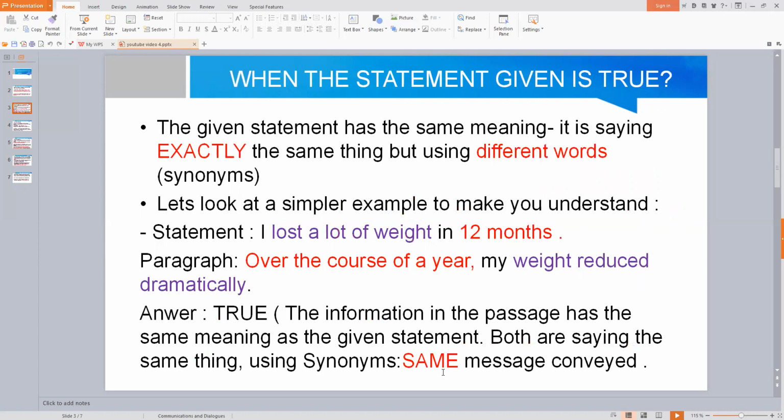You can see the same message is being conveyed. And the message is that I lost a lot of weight in 12 months. Over the course of a year, my weight reduced dramatically. I lost a lot of weight in 12 months, okay? So you have to look at the message. The same message should be conveyed, okay? Then the statement is true.